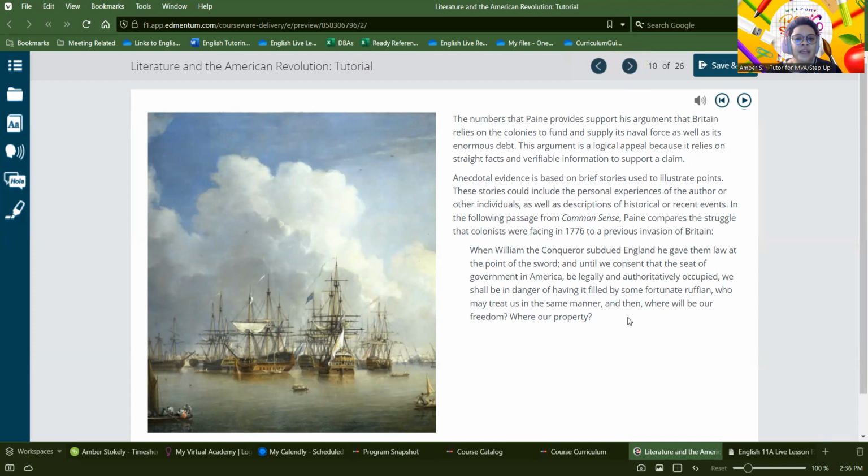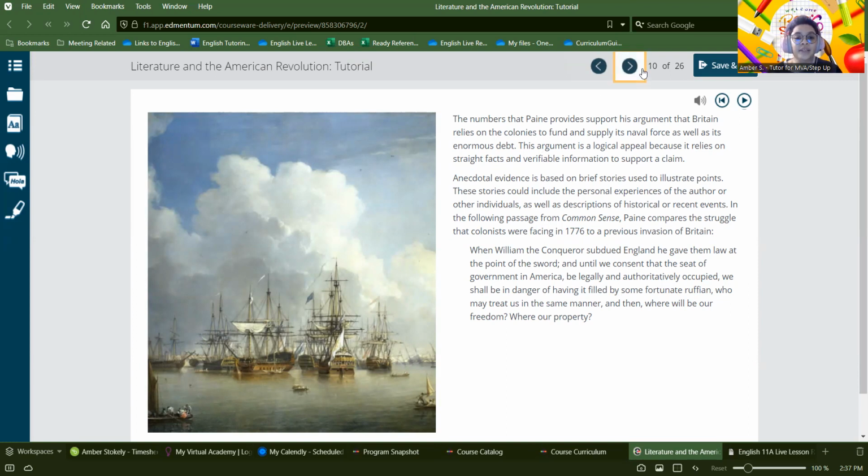He also points out at the end, filled by some unfortunate ruffian. So he's saying that the people on the throne are not very respectable. A ruffian is someone who isn't very respectable. And it says, who may treat us in the same manner. So he means treat the colonists the same way that William the Conqueror subdued England. And then, where will be our freedom? Where our property? So he's pointing out that if the American colonies are conquered the same way that England was, they won't have the same rights that they currently have.